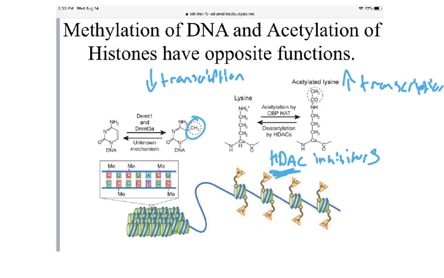This drug would be useful in certain diseases where there's an underexpression of certain genes. Okay? So we can use an HDAC inhibitor to cause more expression of certain genes that are lacking in certain disease pathologies.